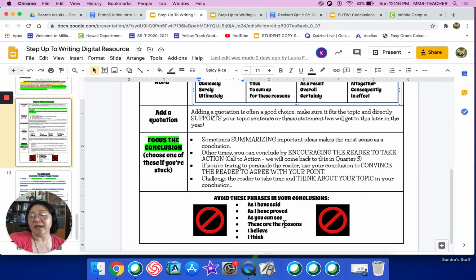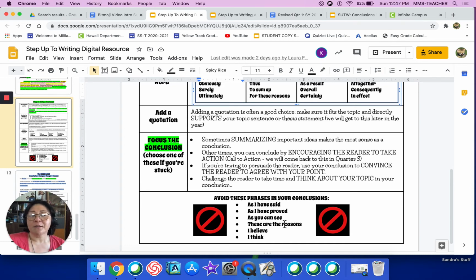As I have said, don't put that in your conclusion. As I have proved, don't put that in your conclusion. As you can see, don't put that in your conclusion. These are the reasons, don't put that in your conclusion. I believe, don't put that in your conclusion. And I think, don't put that in your conclusion.